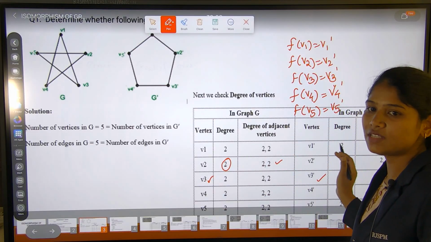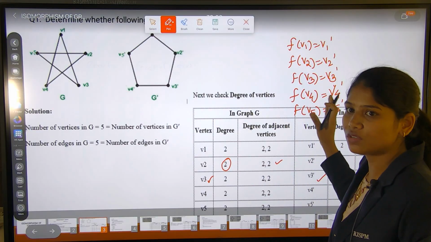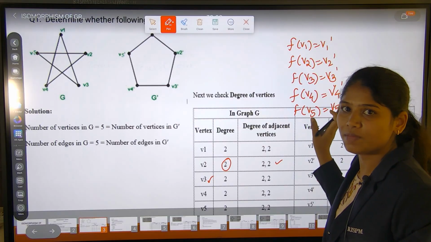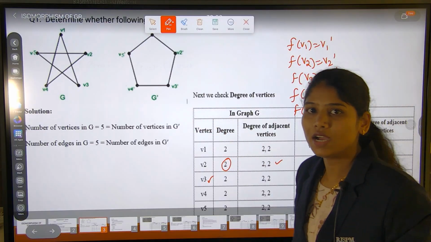So here adjacency is also preserved. And the last one, vertex bijection. So we get the vertex bijection here also. Therefore, these both graphs are isomorphic.